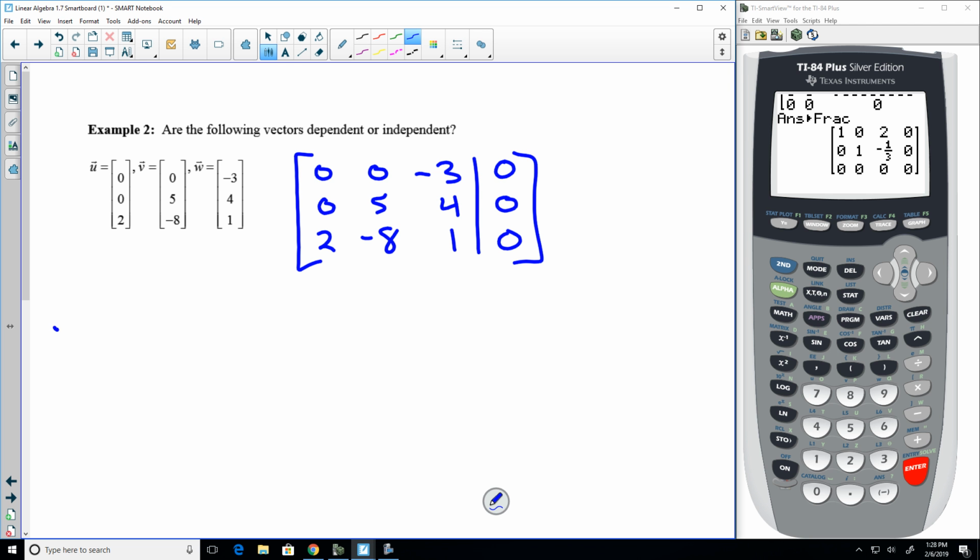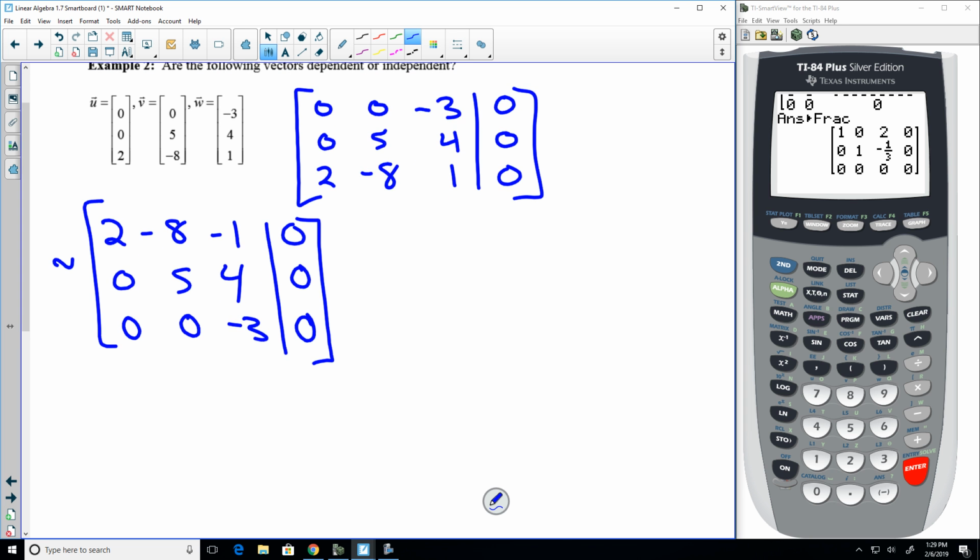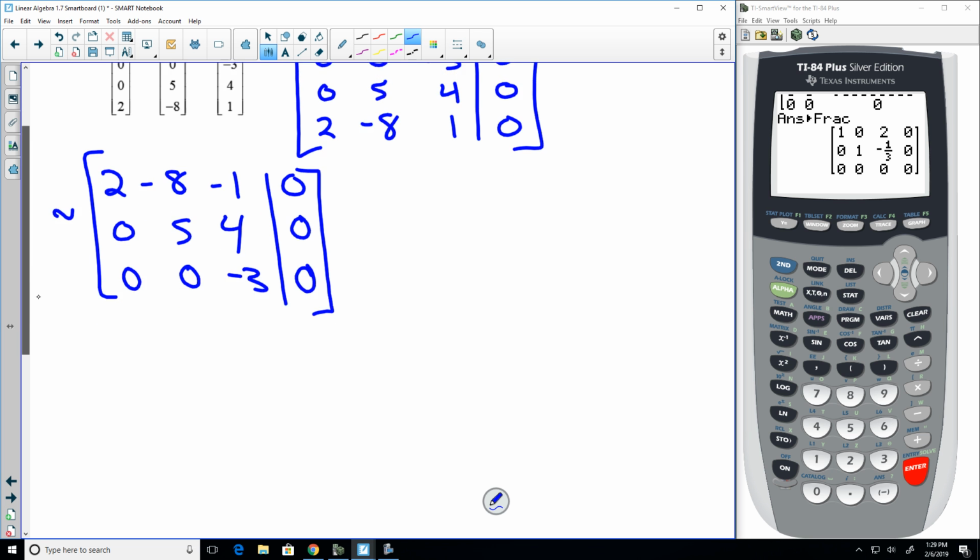I'm going to put this last row in the top. I'm going to put the top row at the bottom. So I just swap the first and third rows. See that? So I just swapped first and third rows. Everybody okay with that?